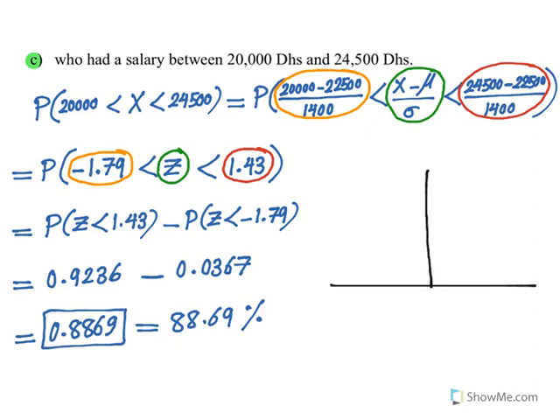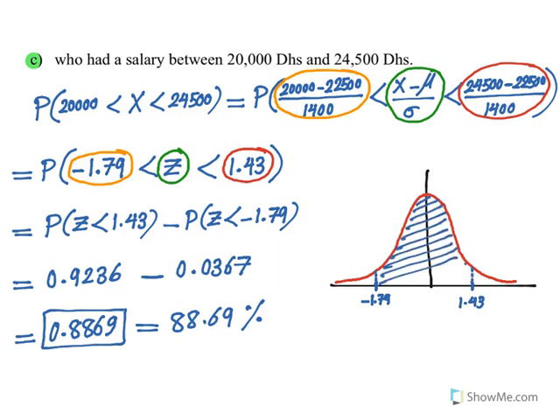Remember, what is this? It's the area between two Z scores under the standard normal distribution curve. So the Z scores in this case are minus 1.79 and 1.43. So the area that we found is the area between these two, which looks like a very big portion of the total area. We got it to be 88.69% of the total area, which agrees with what we see right now. The total area is 1, and so this area is 0.8869.